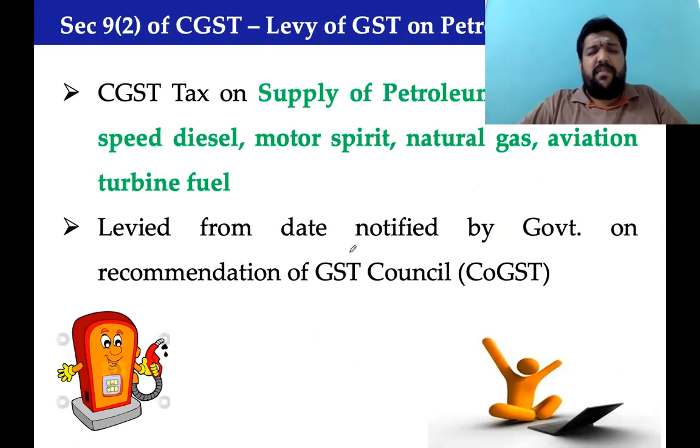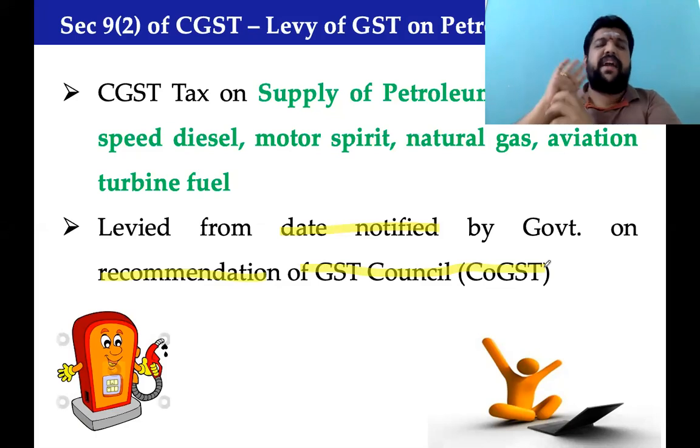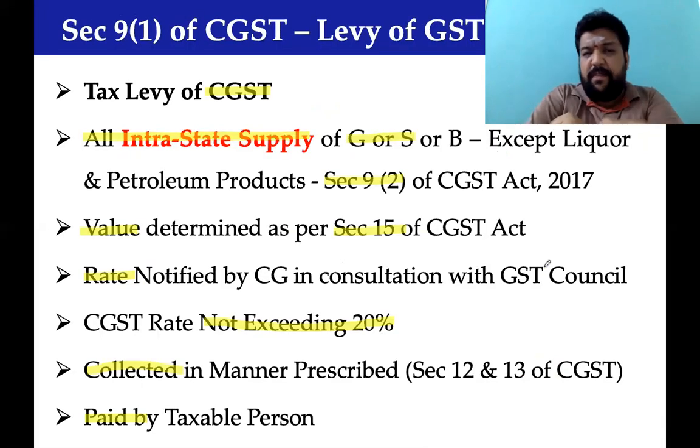As we all know, for those five products, until the date notified by government with the recommendations from GST Council, there will be a clear exemption from GST. I would not say exemption, it would not be brought into the tax net of GST. Today, kindly make a note, your levy section, section 9(1), is excluding your product. When your product is excluded from your levy section, it means it is not leviable to GST. That is why we call petroleum products a non-taxable supply.